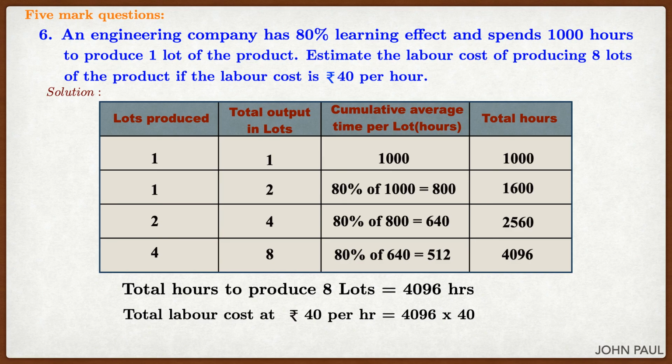Total labor cost equals 4096 into 40, because in the question it is given that labor cost per hour is 40, so we multiplied by 40. That is rupees 163840. In the question they asked to produce up to 8 lots, so we stopped at a total of 8 lots. Depending upon the question, the total number of lots, we have to choose the table.